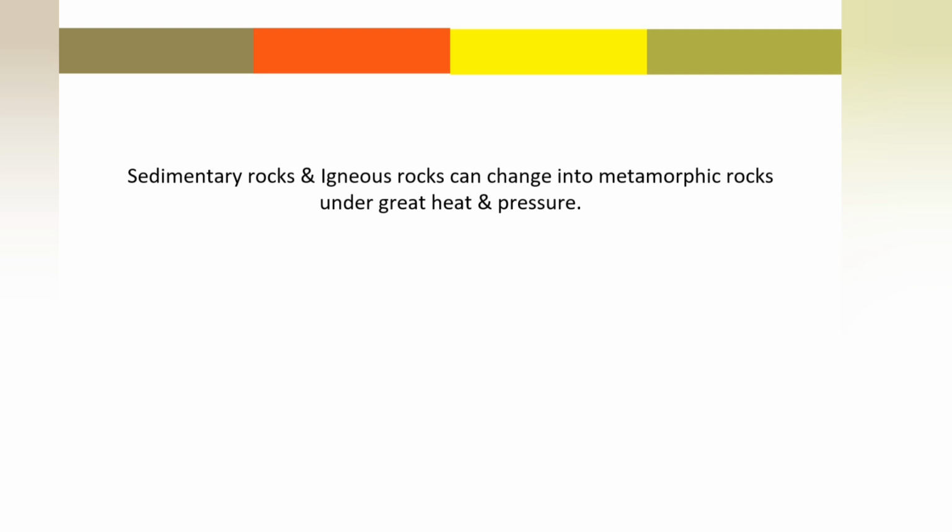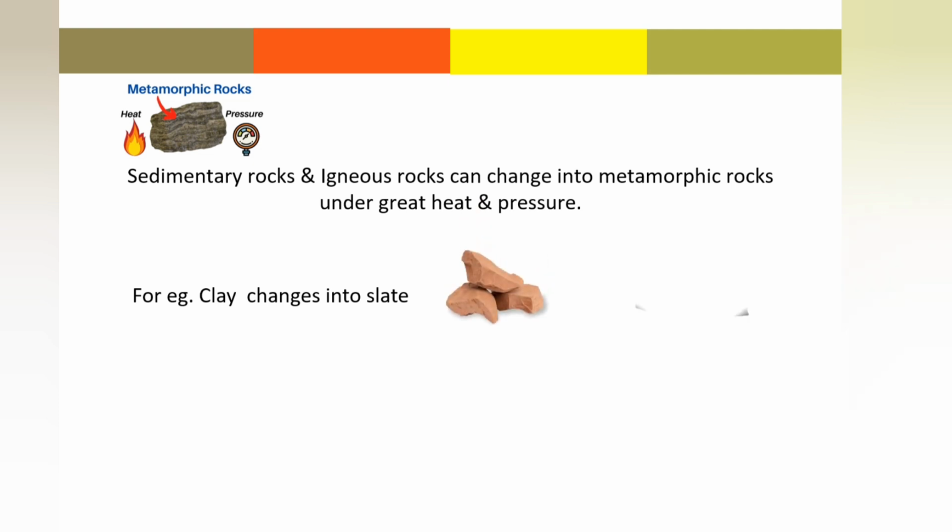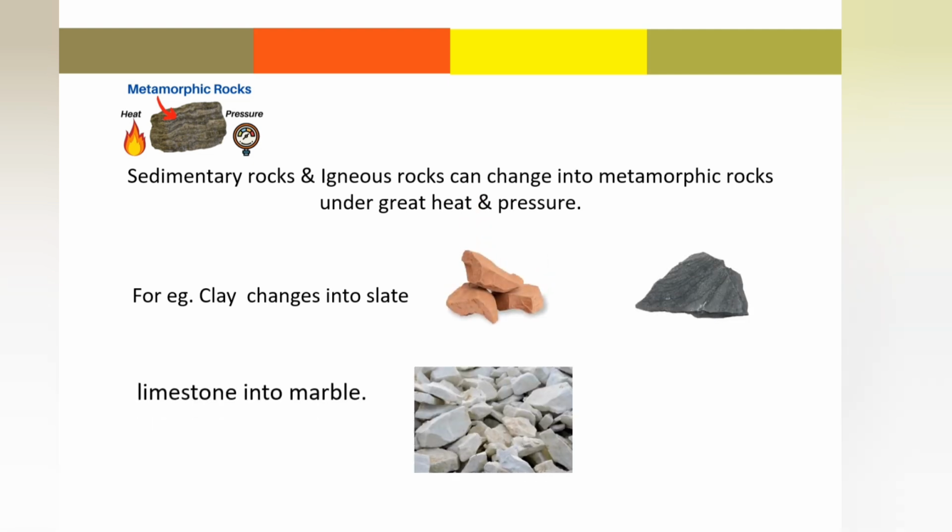Next thing what we can see over here is that the sedimentary rocks and the igneous rocks can change into metamorphic rocks. How? If they come under great pressure and also due to the heat of the sun, they change their form. There are certain chemical compositions which undergo a change, and when these rocks undergo such changes, they turn into metamorphic rocks. So the clay changes into slate. Then you have the limestone which changes into marble. So these are the examples of it.